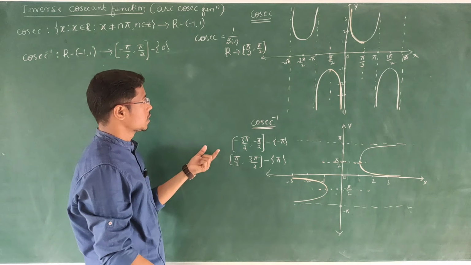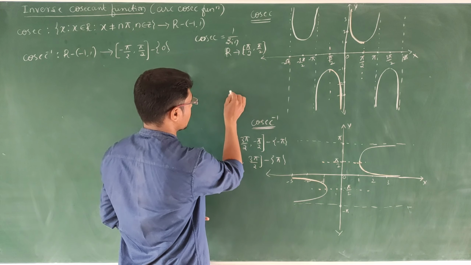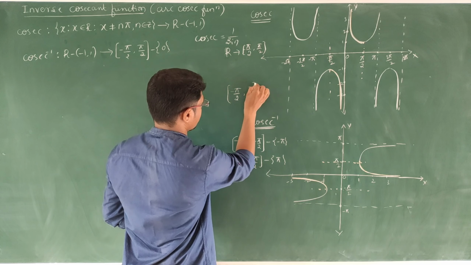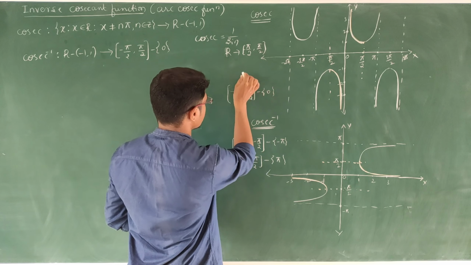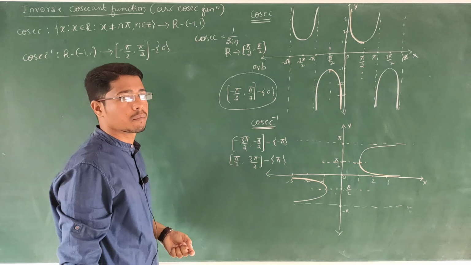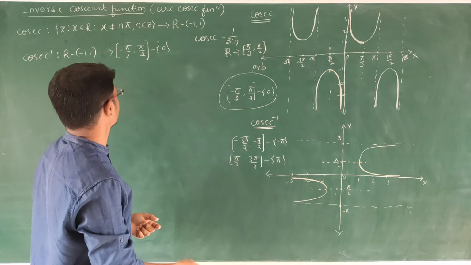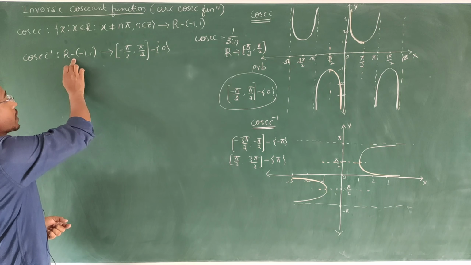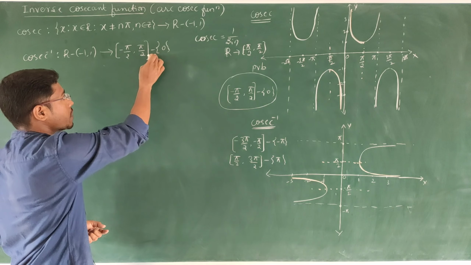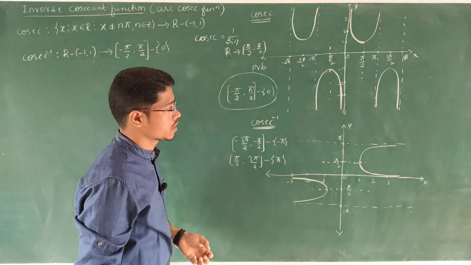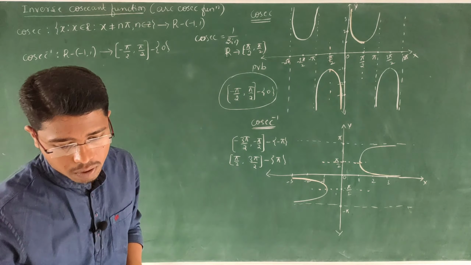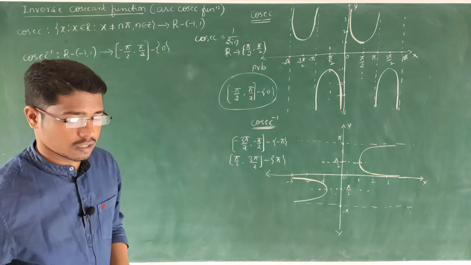So here this minus pi by 2 comma pi by 2 minus 0 is called the principal value branch of cosec inverse, PVB of the cosec inverse function. So the cosec inverse is defined from R minus (-1, 1) to minus pi by 2 comma pi by 2 minus 0. Okay, so this is the cosec inverse function. Let us see some example problems of cosec inverse.